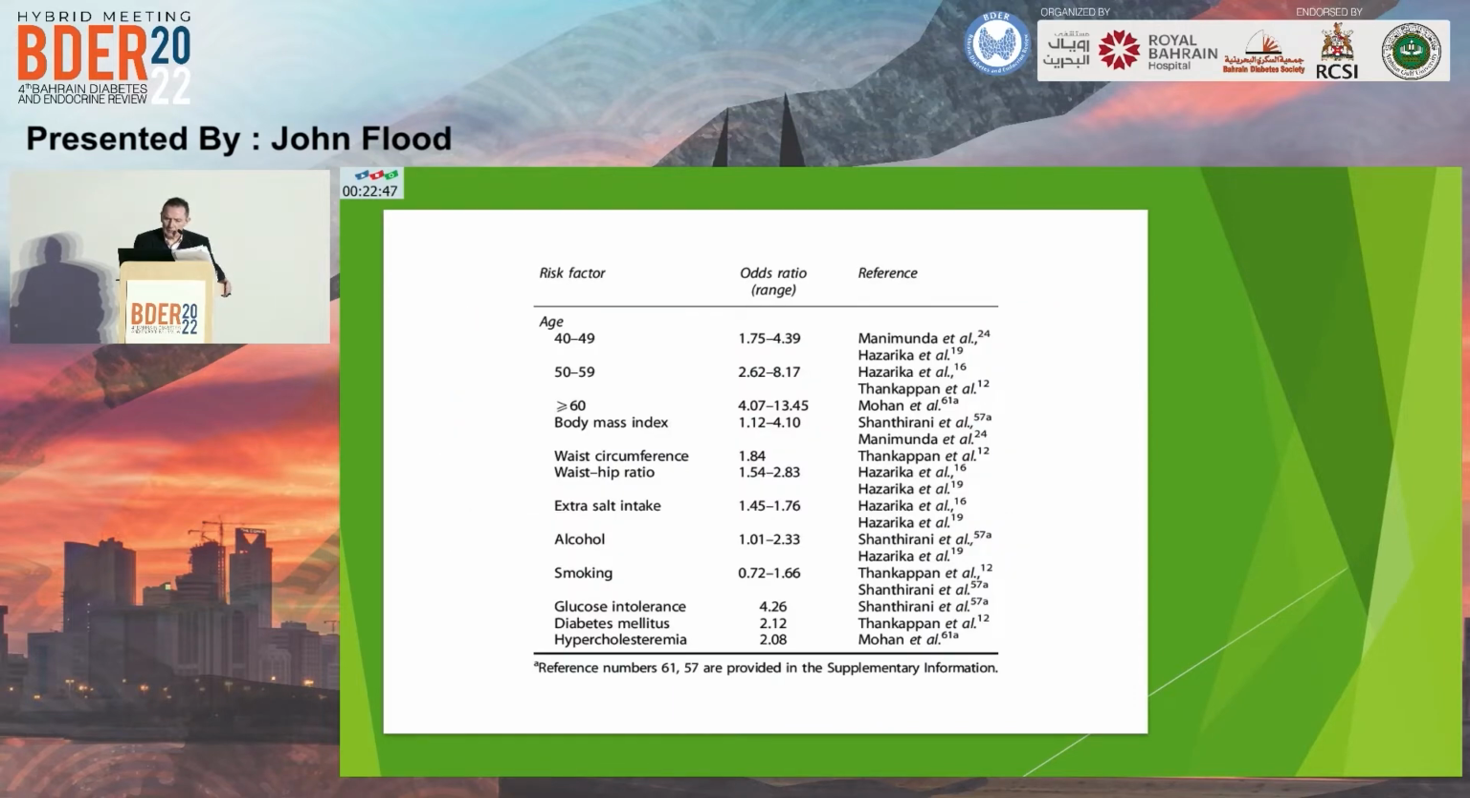The odds ratio, so this first part of the talk is just to show you that increasing age and waist-hip ratio give you an odds ratio of 1.5 to 2.8. These are the important risk factors for hypertension in the general population: increasing age and central obesity. High salt intake has some influence. Alcohol in different countries has a different influence. In places like Russia, hypertension more than likely is predominantly alcohol related, and so on.